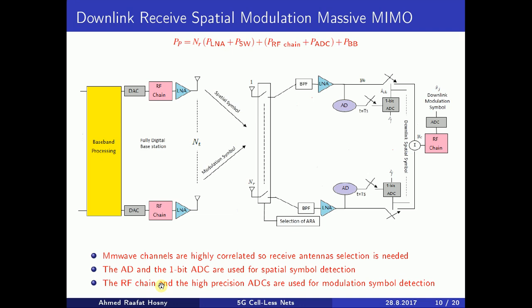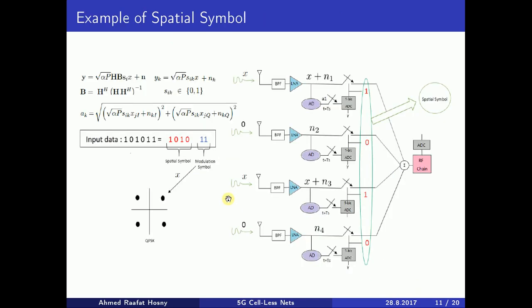In this scheme, millimeter wave channels are highly correlated. So we consider receive antenna selection at the beginning. We activate NA antennas out of NR at the user terminal in order to combat the correlation between the receive antennas. The amplitude detector and the 1-bit ADC are used for the spatial symbol detection. The RF chain and the high resolution ADC are used for the modulation symbol detection. This is a quick example about transmitting and detecting the spatial symbol.